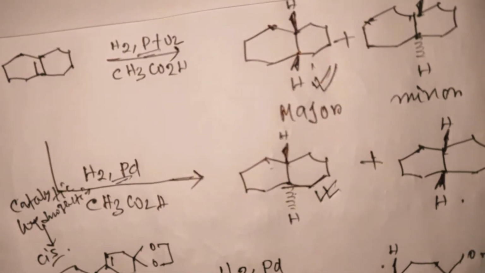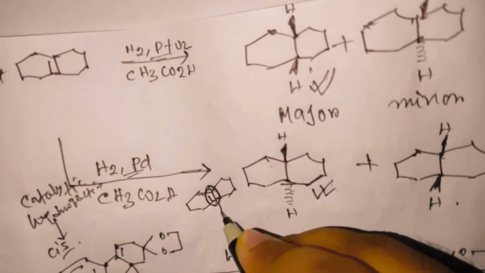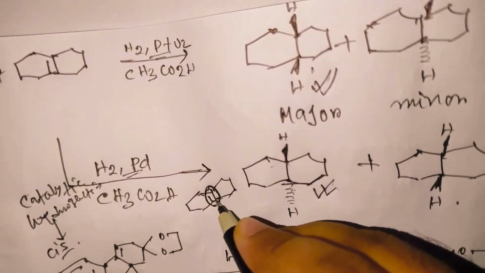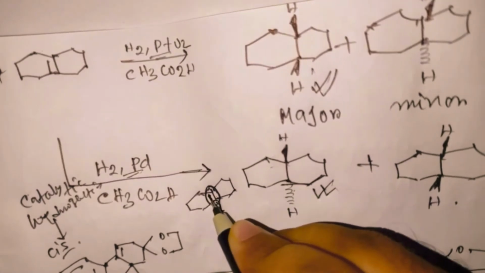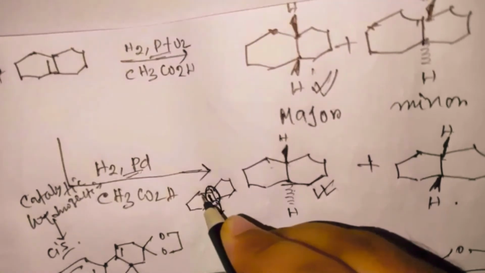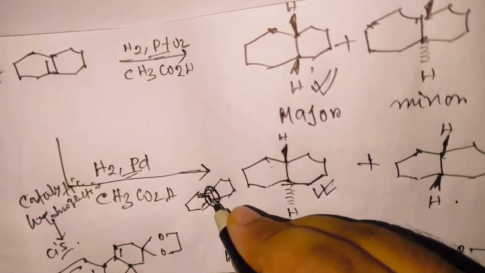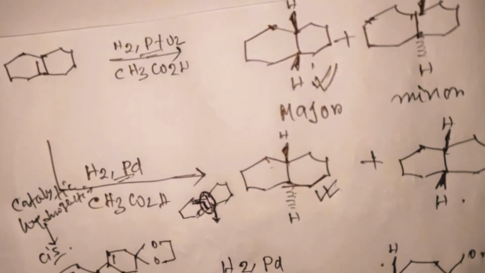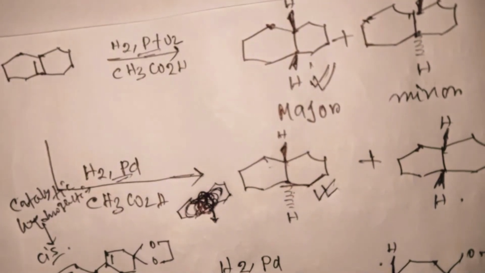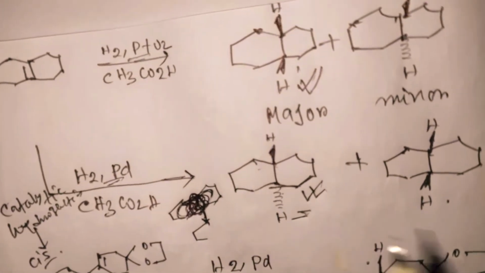Why does this thing happen? The explanation is that in the step of reduction, this double bond is reduced, and we know the reaction is reversible. After reduction, the double bond can shift to here or here. The reduction of the shifted double bond can happen from a different side. That's why we get the trans product as the major product.